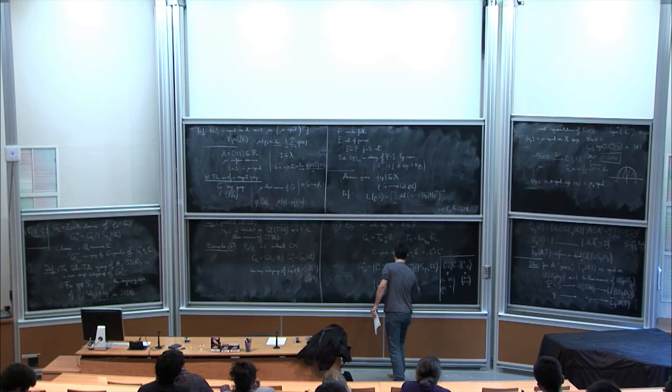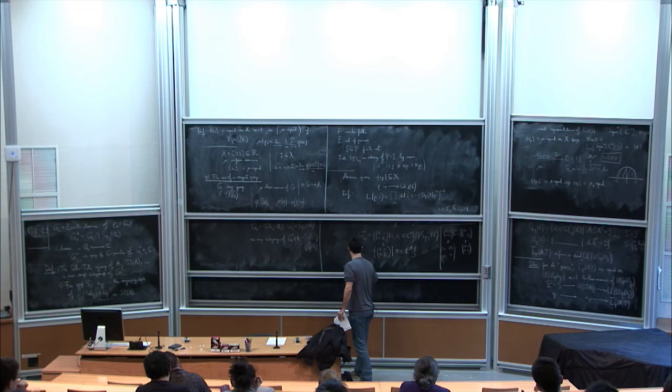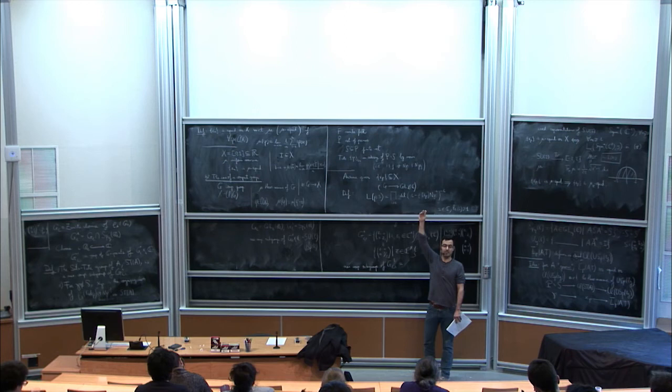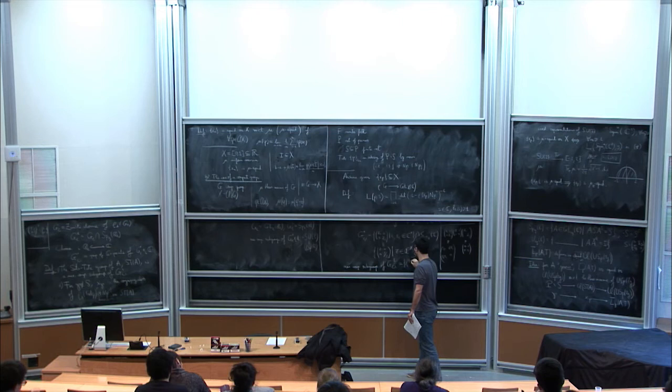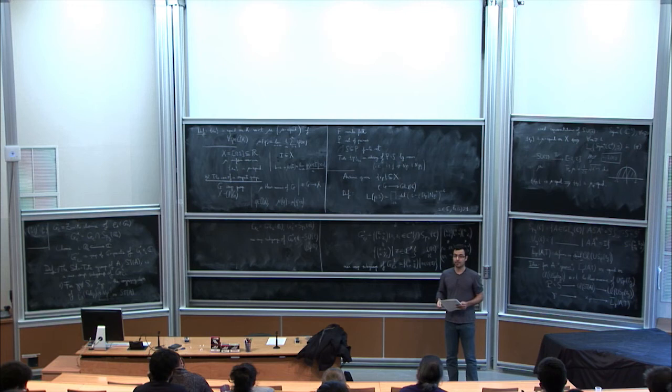And what is a maximal compact subgroup of this group? If this Z doesn't have absolute value 1, this will be unbounded. So I want this Z to be bounded, I want this Z to have absolute value 1. And of course, this is isomorphic to the unitary group. So we have recovered the two groups that we considered before. And I think I will stop here.